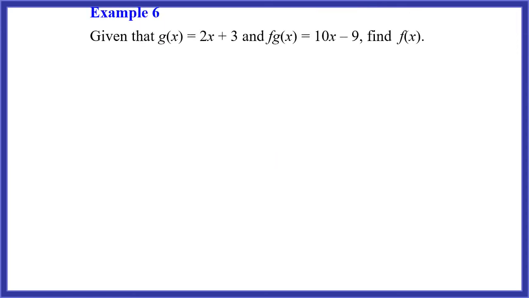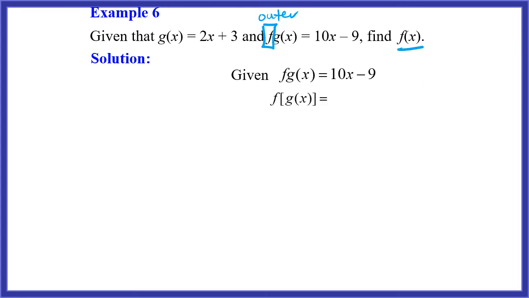Example 6, given that g(x) equal to 2x plus 3 and f of g(x) equal to 10x minus 9, find f(x). So now what we want to find is the outer function. This is the same question as the previous. So how do we find it if we have the inner function but want to find the outer function? Given that f of g equals 10x minus 9, and we know g(x) already, it means f of 2x plus 3 equals 10x minus 9.